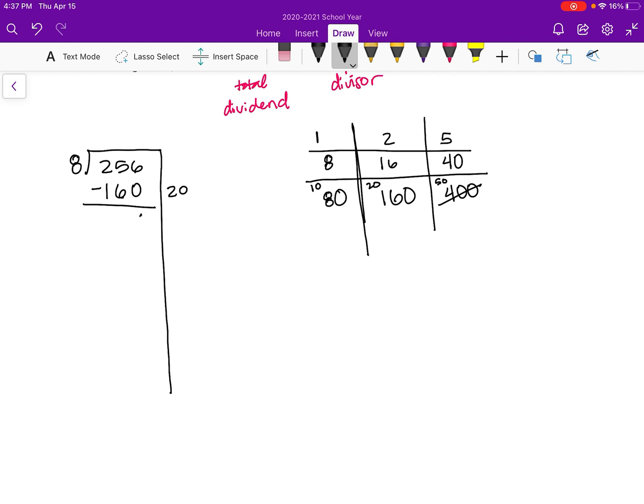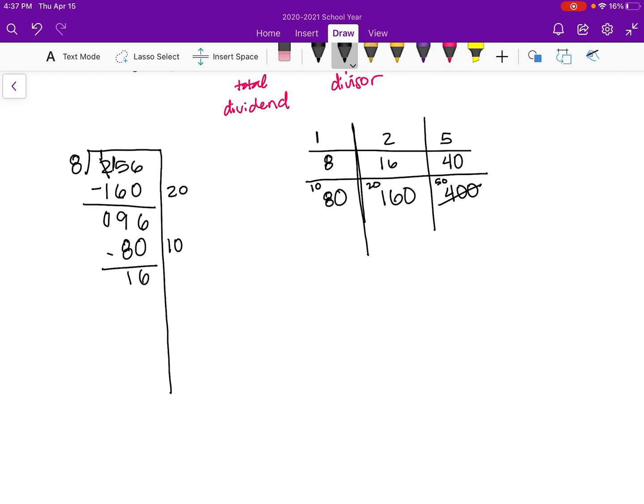So 6 minus 0 is 6. 5 minus 6, I cannot do this. Think about it: if you have 5 fingers, can I put 6 of them down? No, I can't. So I need to regroup. I'm going to change that 2 to a 1 and change that 5 to 15. So now I have 15 minus 6, which is 9, and 1 minus 1 is 0. So I have 96 left. The closest I can get to that is taking away 10 groups of 8, which is 80. 96 minus 80 is 16.